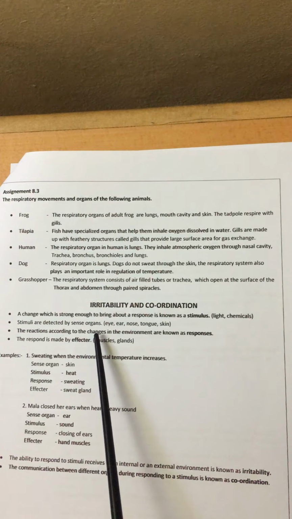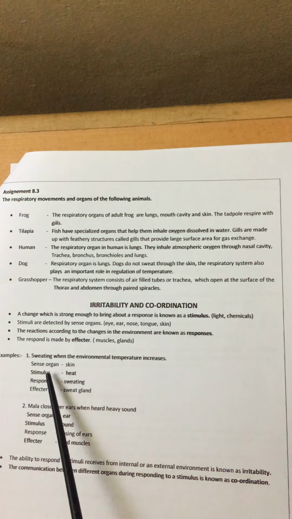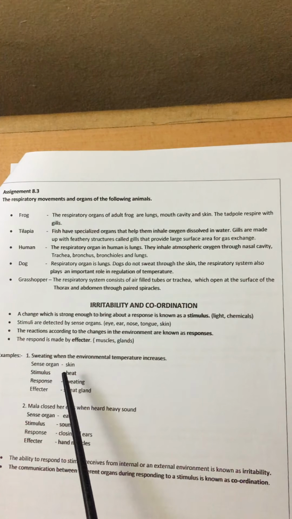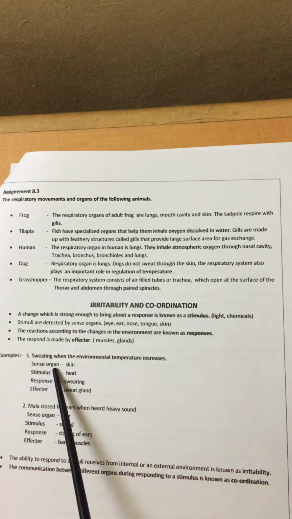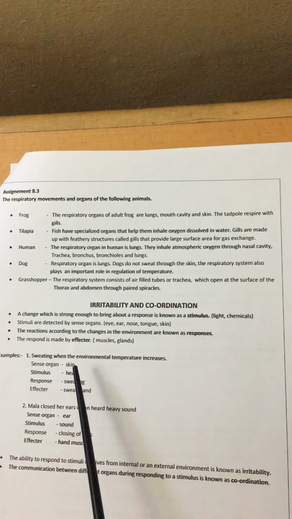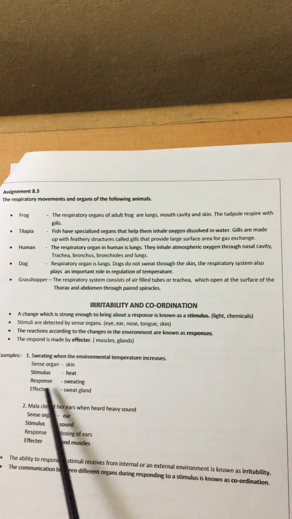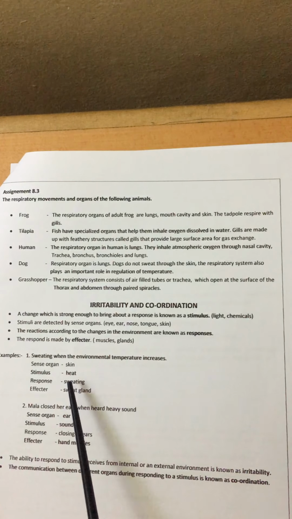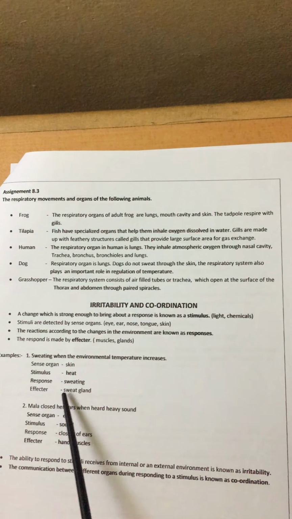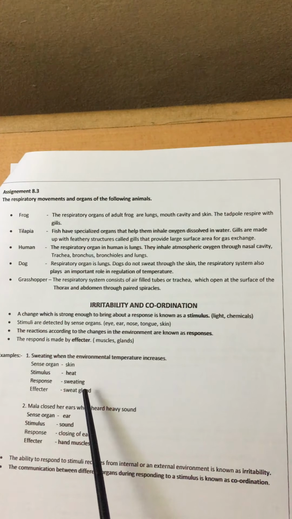Some examples are given here. The first one, sweating when the environmental temperature increases. You know, when the environmental temperature increases, we sweat. Here the sense organ is skin. We feel hotness by skin. What is the stimulus? Heat. What is the change that happens in the environment? Heat. So stimulus, heat. What is the response? Sweating. Due to heat, sweating. The effector is sweat glands. The sweat glands secrete sweat from our body.